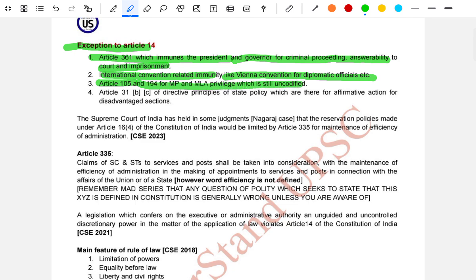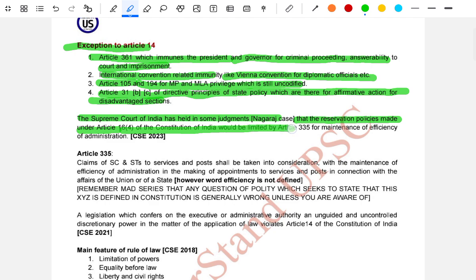Article 31B and C are about the directive principles of state policy, which provide for affirmative action for the disadvantaged sections. The Supreme Court of India has held in the Nagaraj case that the reservation policies made under Article 16 Clause 4 of the Constitution of India would be limited by Article 335 for the maintenance of efficiency of the administration.